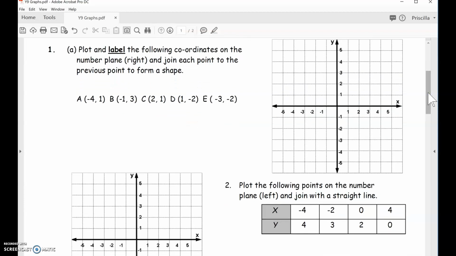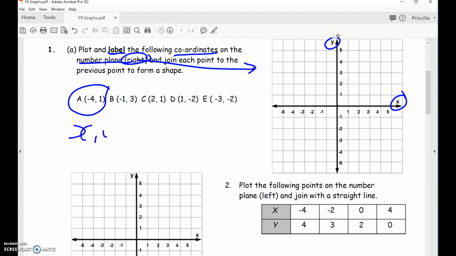Plot and label the following coordinates on the number plane to the right. So that's that one there. Join each point to the previous point to form a shape. So here, this is the x-axis, this is the y-axis, and points are x, y. So we've got x is -4 and y is 1. So we put the point like that, and it said label, so we put A.